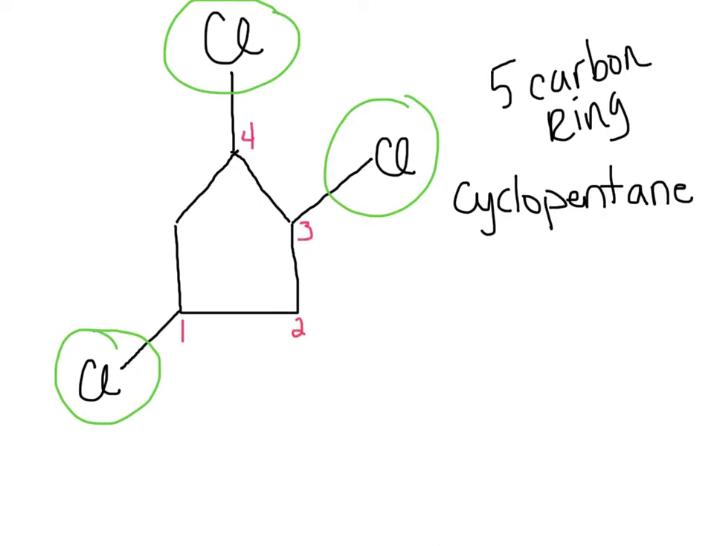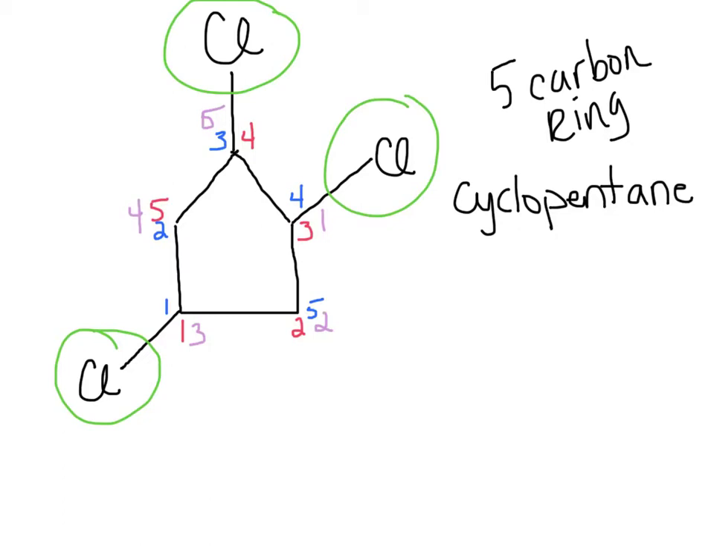3, 4, and 5. I could also count counterclockwise, I'm going to show this in blue, 1, 2, 3, 4, and 5. But I can also start counting from these other atoms. I'm going to pull in a new color here. Now, what if I start counting here at this chlorine and I go 1, 2, 3, 4, 5.